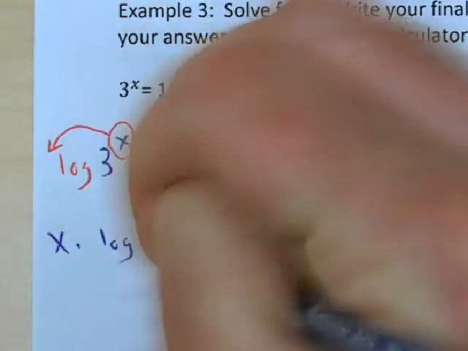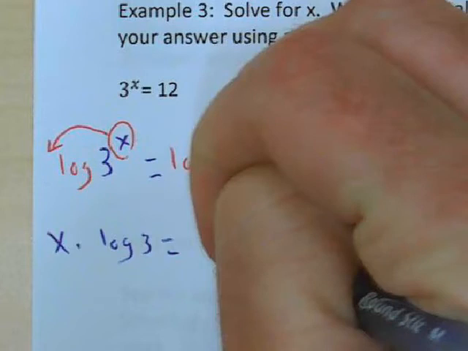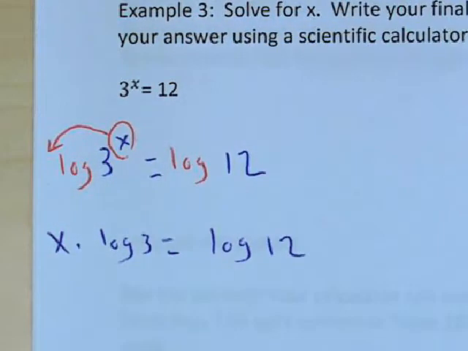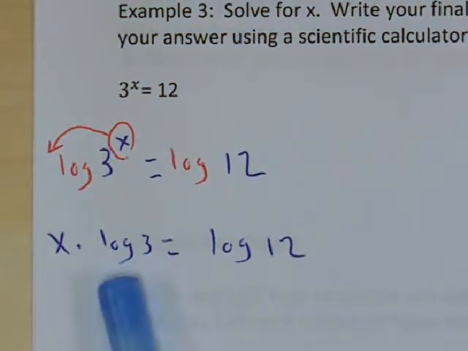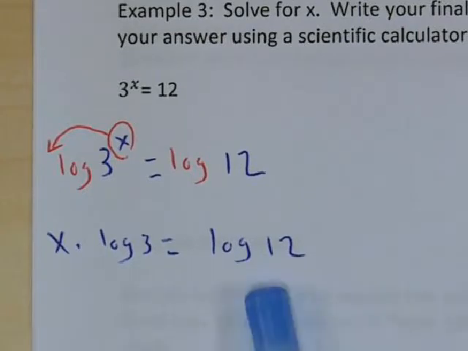So then that gives me x times the log of 3 equals the log of 12. Now, when you're doing these problems, the important thing to keep in mind: log of 3, well, that's just some number. That's 10 to what power equals 3. Log of 12, that's just some number. It's 10 to what power equals 12. Okay, so then I have x times this number equals that number.